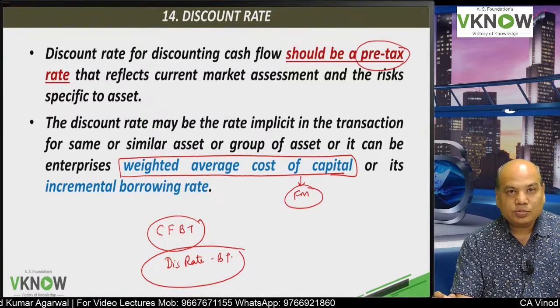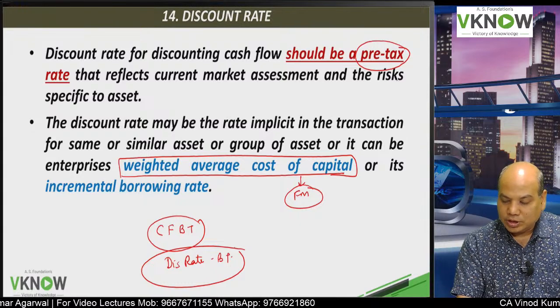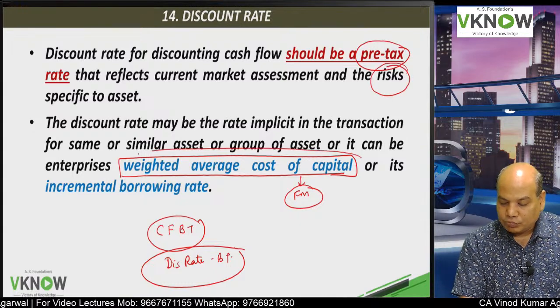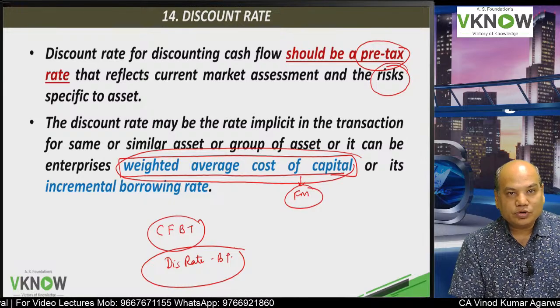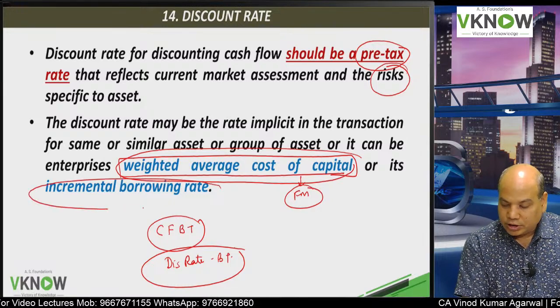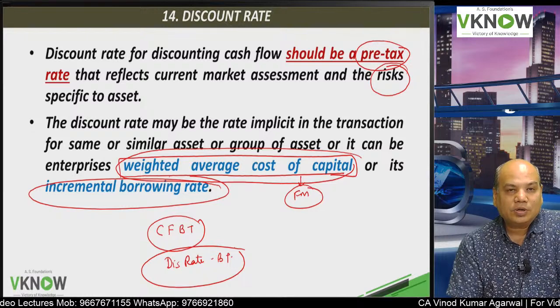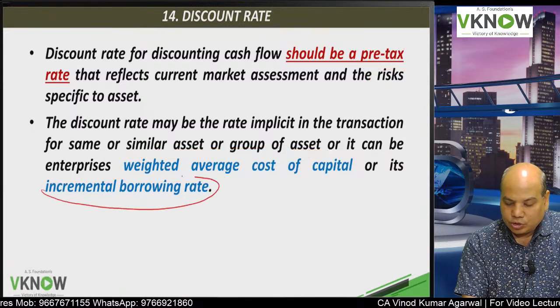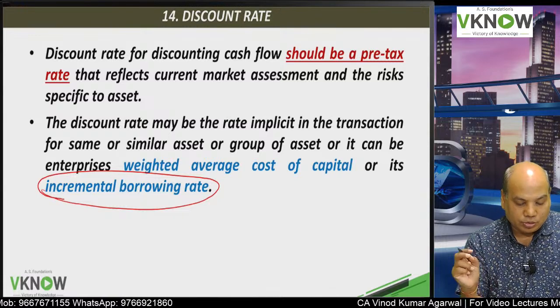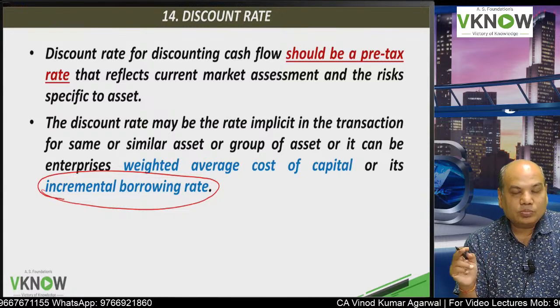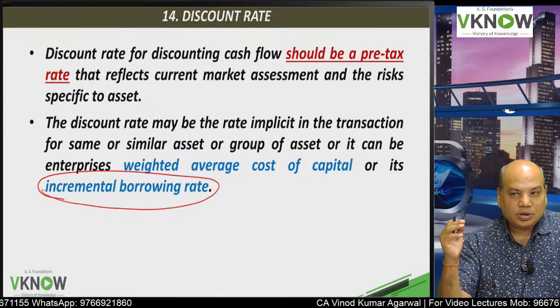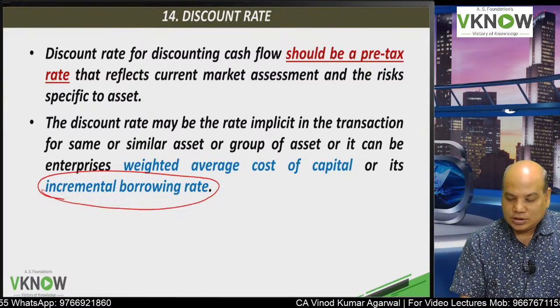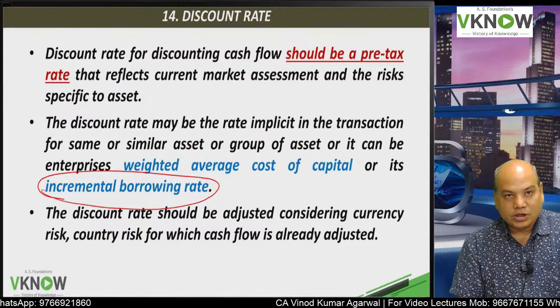These are the points to be kept in mind. Pre-tax discount rate, it should reflect the risk. We can take weighted average cost of capital, or alternatively we can take incremental borrowing rate. Incremental borrowing rate means if I want to borrow from the bank today, for acquiring a certain asset, how much interest rate would be charged.